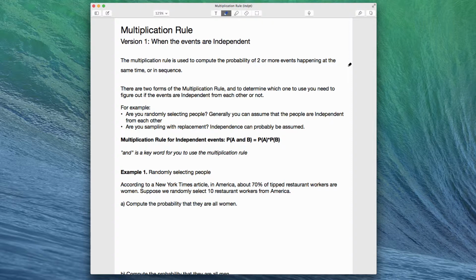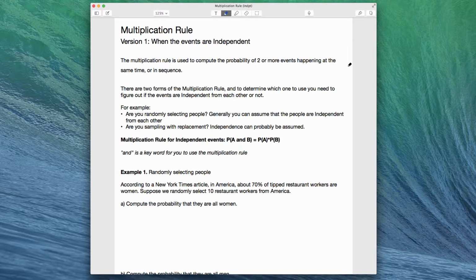So first, to use this rule, we need to figure out if we have independent events or not. For example, if you're randomly selecting people, generally those people will be independent from one another, so you can go ahead and use this rule. Are you sampling with replacement? Are you putting back the objects into the bin and pulling out again? Then yes, you can use independence. Or especially if it says the events are independent, go ahead and use this rule.